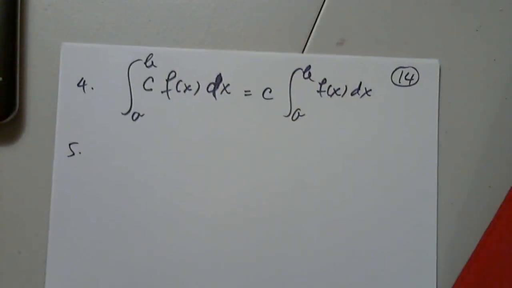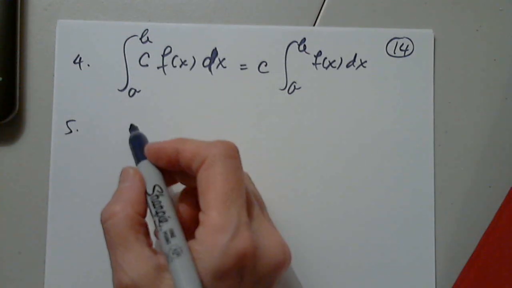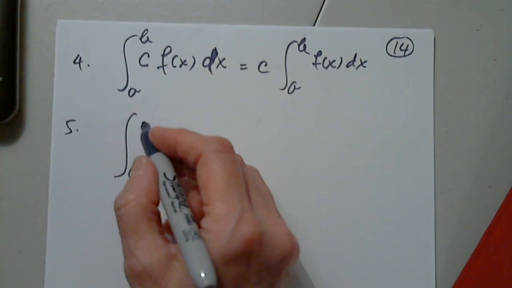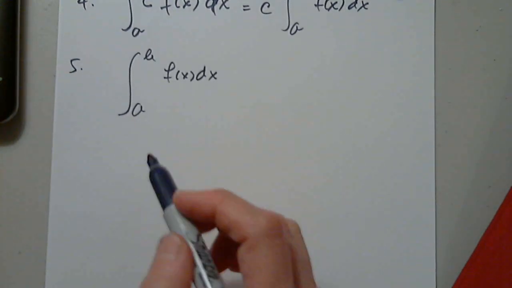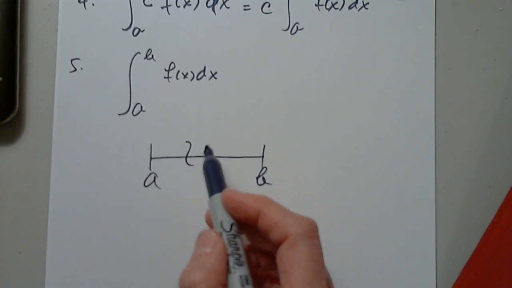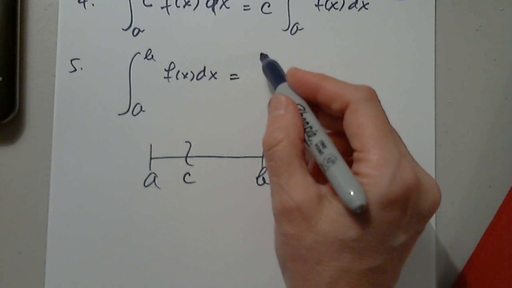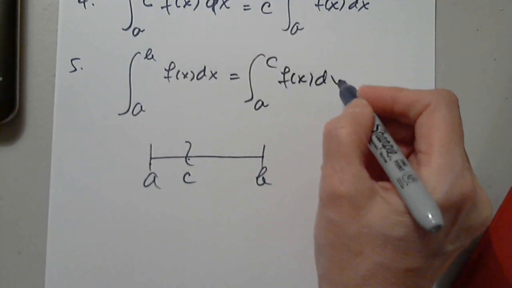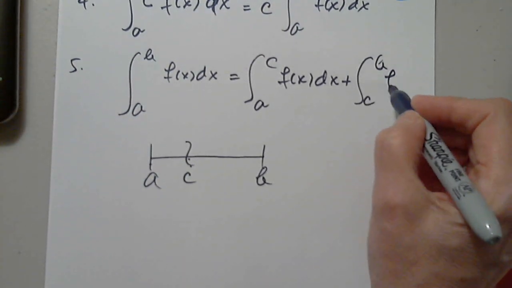Now, if I have the integral from a to b of f of x dx. So here's the interval, a to b. And somewhere here I have c. This is the same thing as the integral from a to c of f of x dx, plus the integral from c to b of f of x dx.